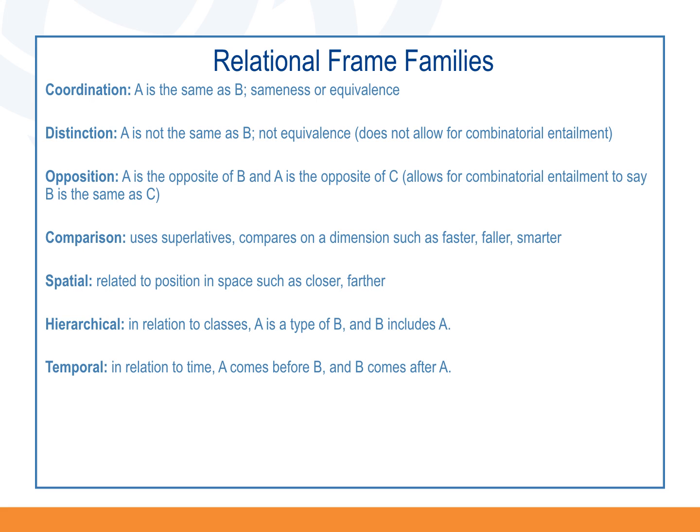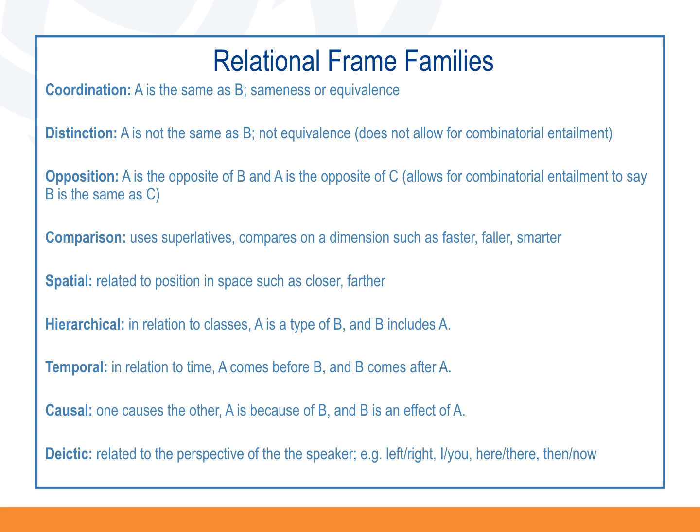Temporal is a relation to time. So A comes before B, so therefore B comes after A. Causal is causing one or the other. So the fire happens because of the match. So one is an effect of the other.